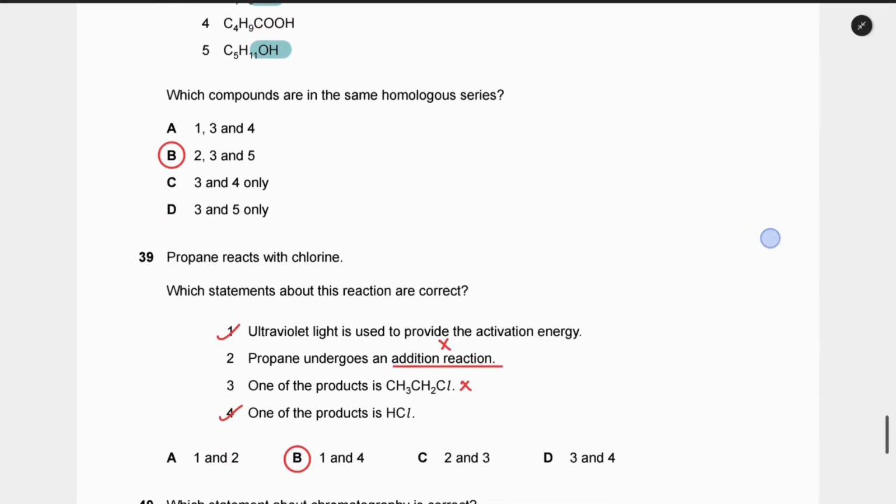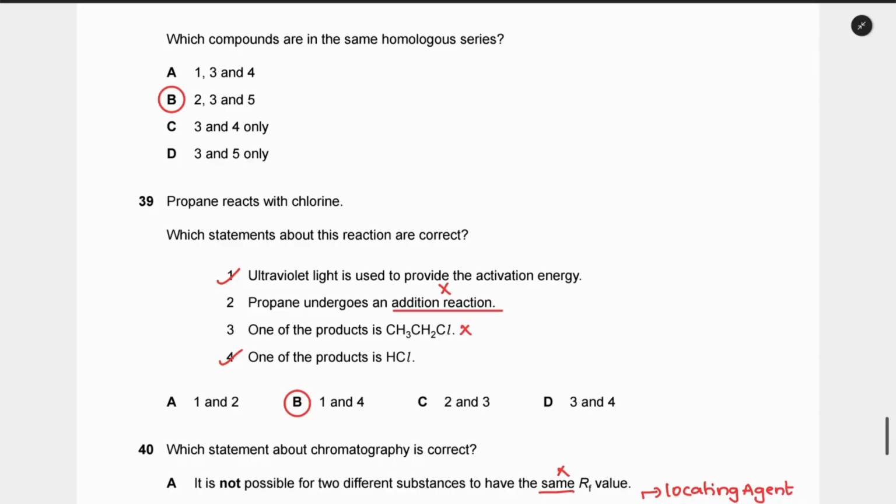39. Propane reacts with chlorine. Which statements about the reaction are correct? This is the alkane group, alkane reacting with chlorine. So ultraviolet light is used to provide activation energy, which is correct. Propane undergoes addition reaction? No, it doesn't, because addition reaction comes when we have alkene group. One of the products is CH3CH2Cl? No, it's actually not. This is going to be ethane, not propane. One of the products is HCl, which is also correct. So the correct answer is 1 and 4.